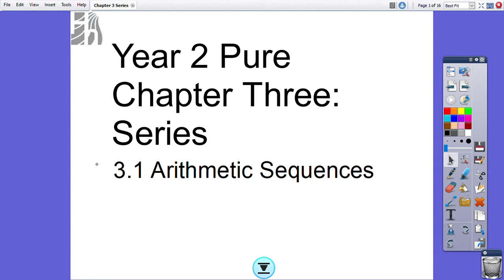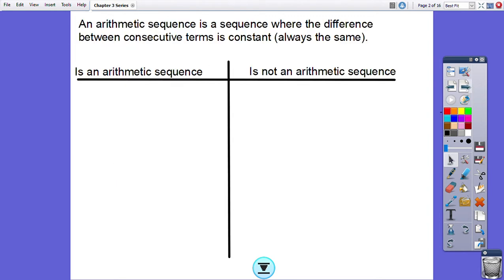Okay, let's start off by defining what an arithmetic sequence is. An arithmetic sequence is a sequence where the difference between consecutive terms is the same. It goes up or goes down by the same number, and the best way to show you is to give you an example. So here's an example of an arithmetic sequence. It goes 3, 7, 11, 15 and 19. So you have an arithmetic sequence there because it is going up by 4 each time.